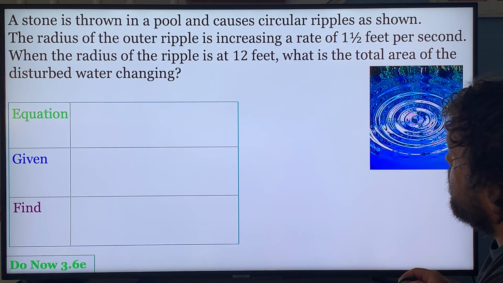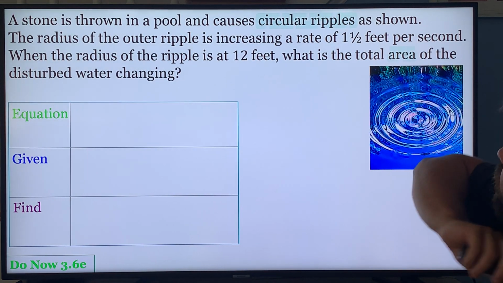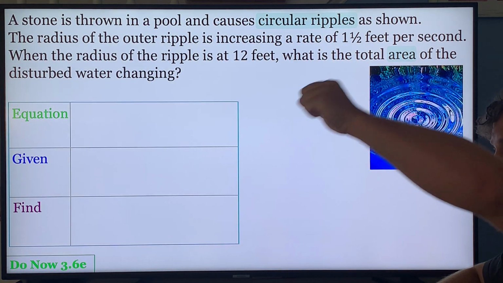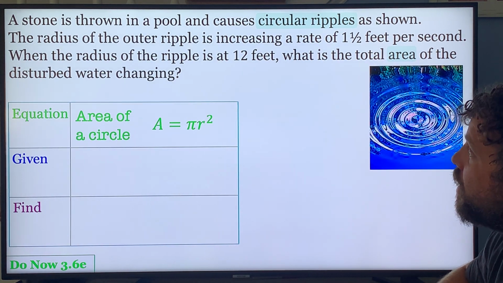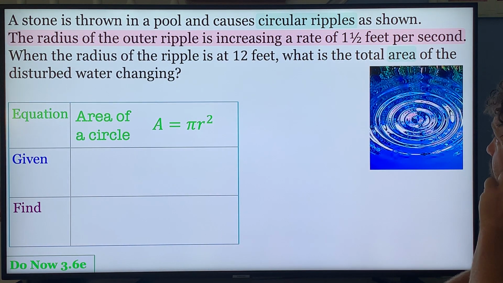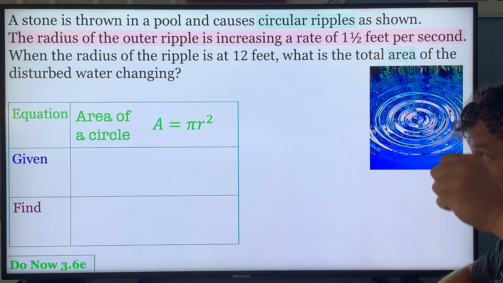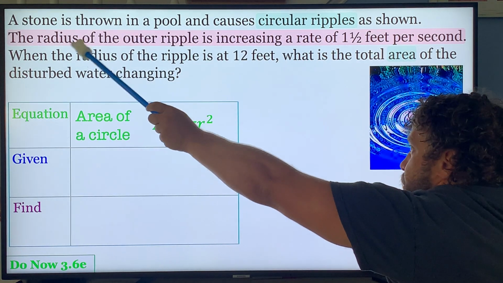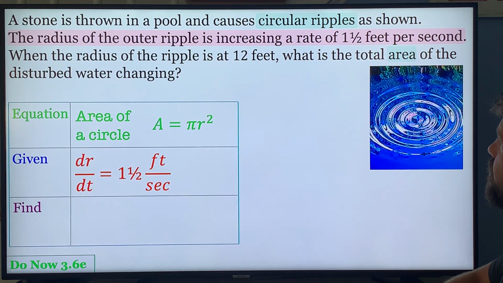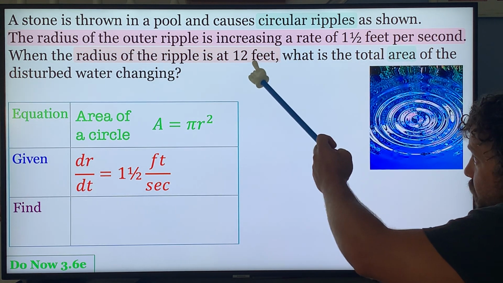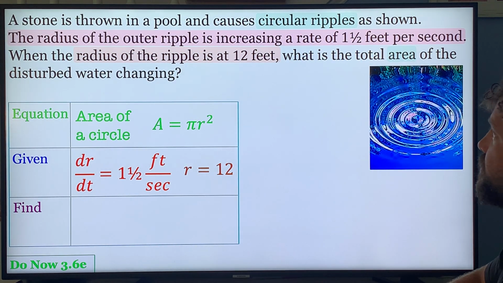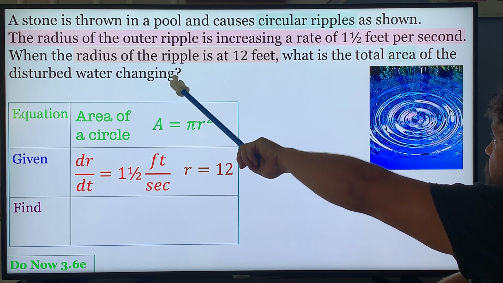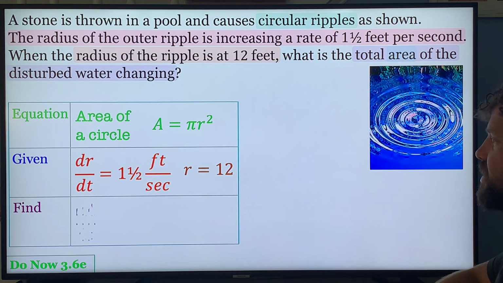See if you're right. Where are we at? Circular ripples. Circle, 2D figure, area, pi r squared. All right. The radius of the outer ripple is increasing. Great, increasing. Something over dt. What over dt? Radius, dr/dt equals 1.5 feet per second. The radius of the ripple at 12 feet, that's r equals 12. What? There's my find. Total area changing, something over dt. Total area, dA over dt.